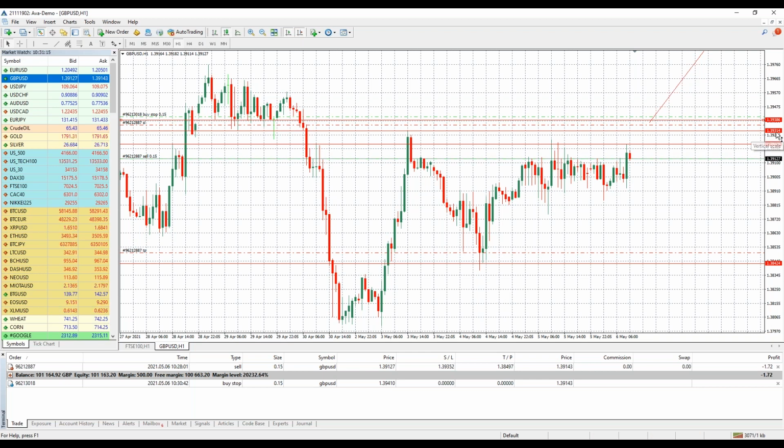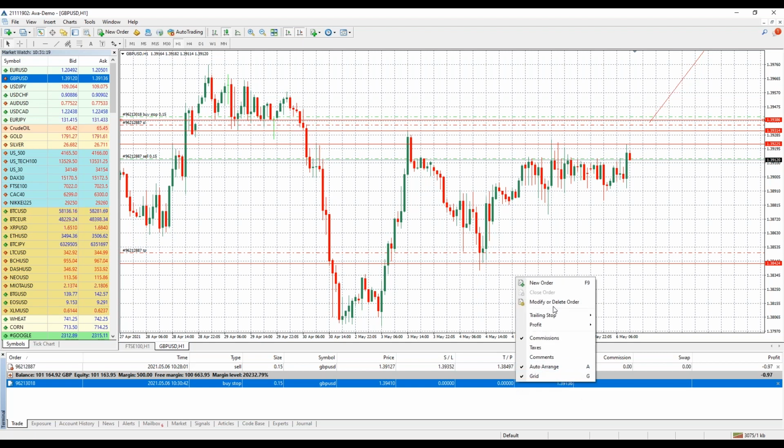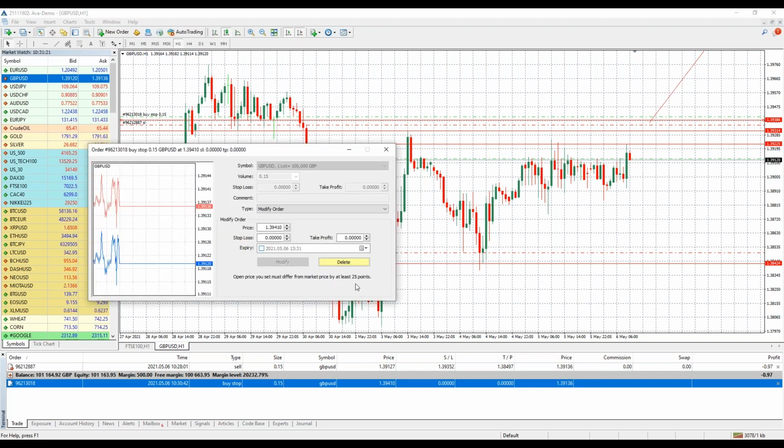Stop loss could be 1.3930 down here. Can modify, modify. Stop loss, 1.3929, 10 pips risk. Take profit could be up here before this higher resistance, 1.3974.